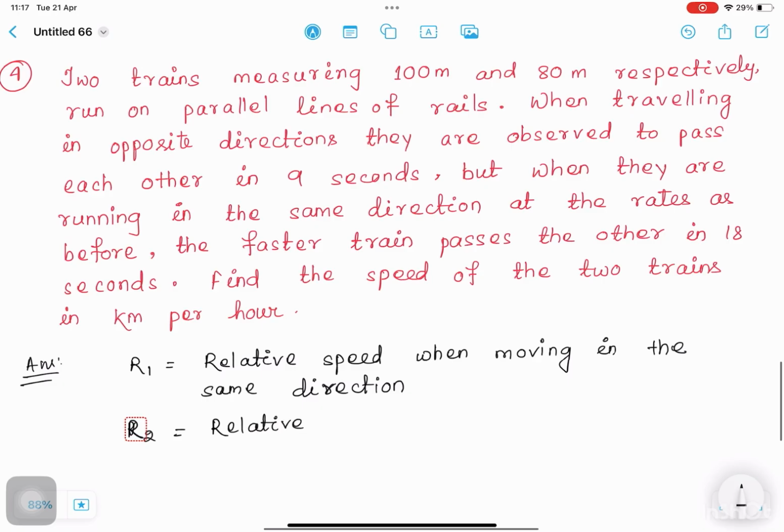But here speed is not given. What is given? Length is given. The lengths of the two trains are given, 100 meters and 80 meters, and time is given. One is 9 seconds when moving in opposite directions, and when moving in the same direction it is 18 seconds. So here there is a small trick. You have to remember that one. Then you can find the speed of the two trains in one minute only.